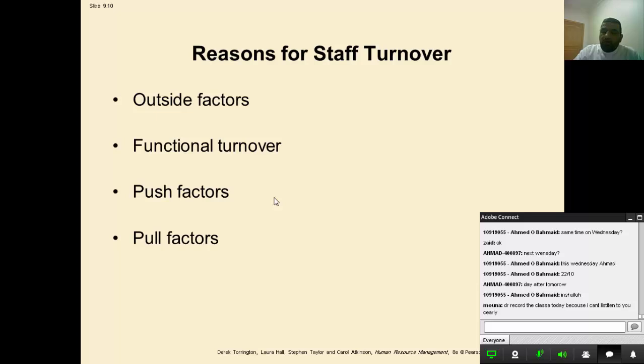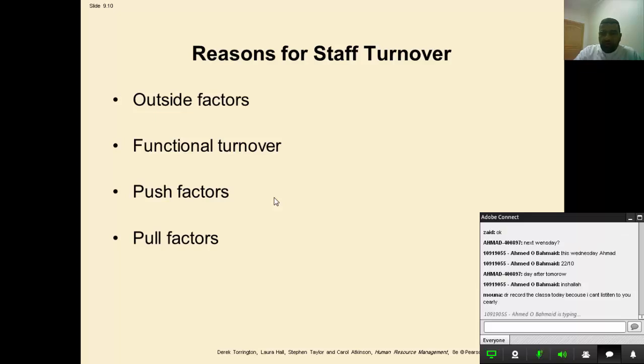Why do people leave the work? Why is there staff turnover? What is the reason for that? We have four types of reasons, four groups of factors. We have outside factors, functional turnovers, push factors and pull factors. We will discuss each one of them now.